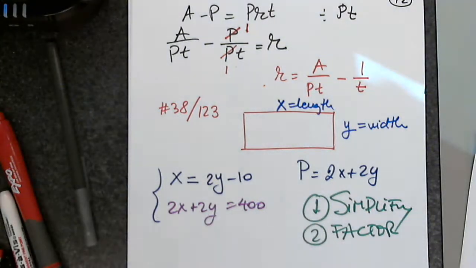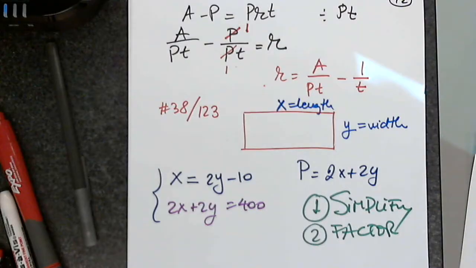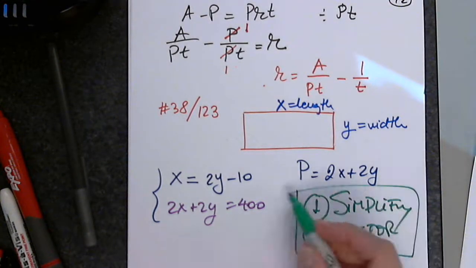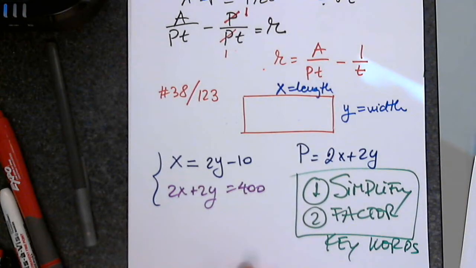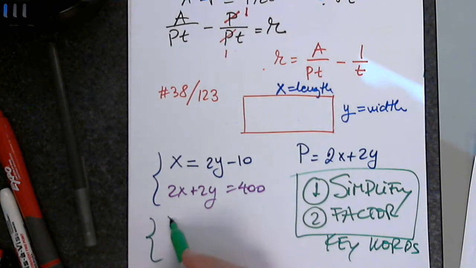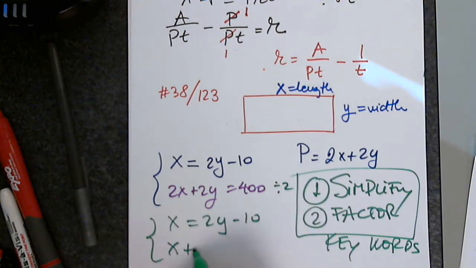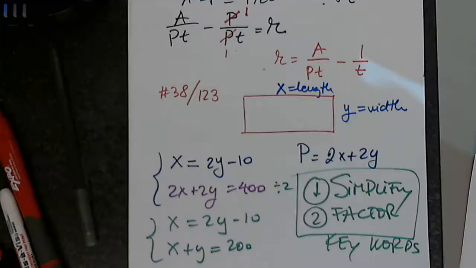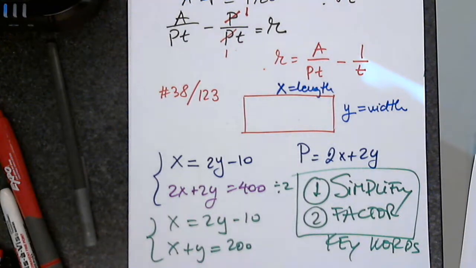Okay, so I'm looking at these two equations, and I know that one of the two equations can be simplified. Which one and by what? Keywords. The second one, of course, divided by 2. Exactly. So I'll divide both sides by 2. I get x plus y equals 200, when I divide everything term by term: 2x divided by 2, 2y divided by 2, 400 divided by 2.